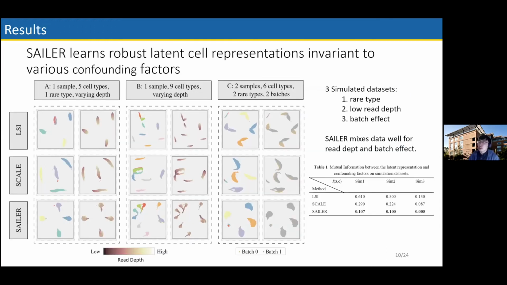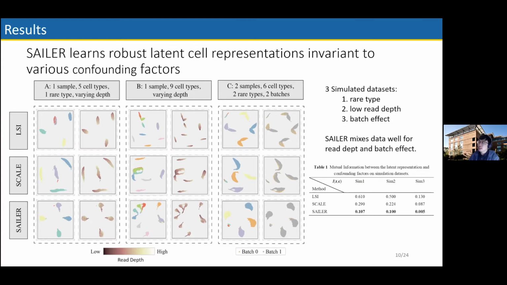So here are the results. We first experimented with SAILOR on three simulated datasets. We benchmarked against a simple linear method, LSI, and also SCALE, a previously proposed deep learning method for single-cell ATAC-seq. We used three simulated datasets and visualized the embeddings with UMAP. The first dataset contains one real cell type along with four major cell types. And deep learning models can capture these real cell types. However, the linear model is not able to do that.